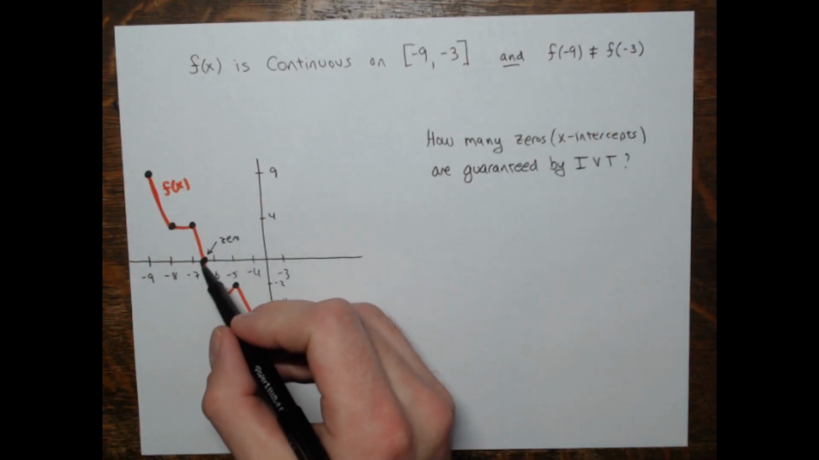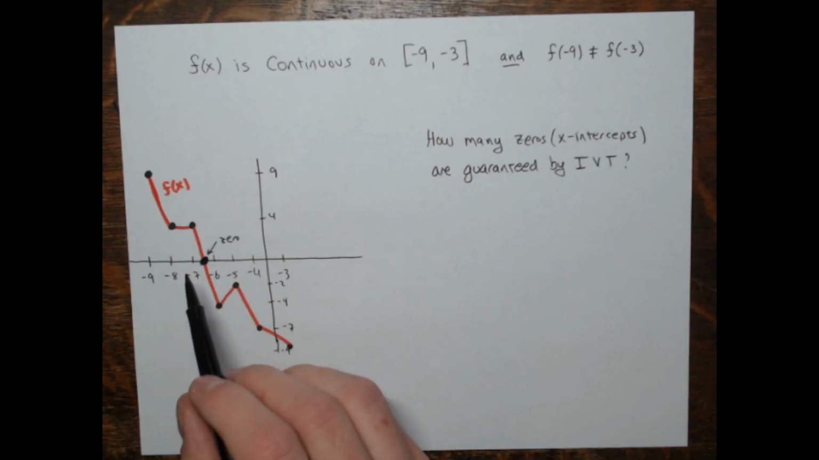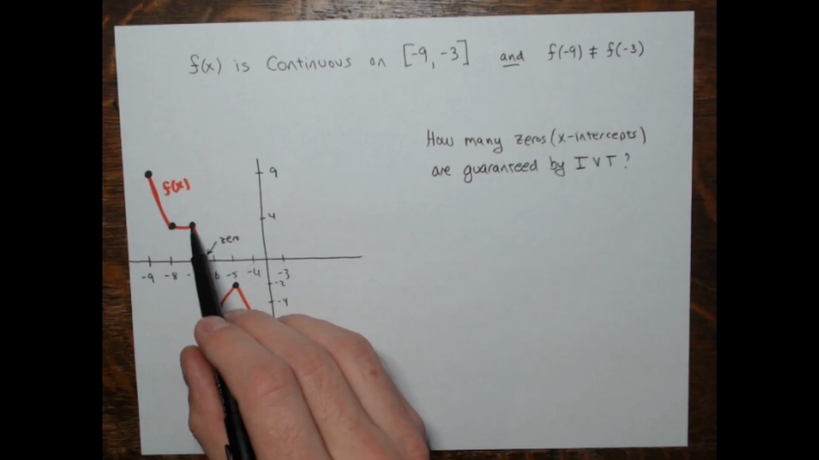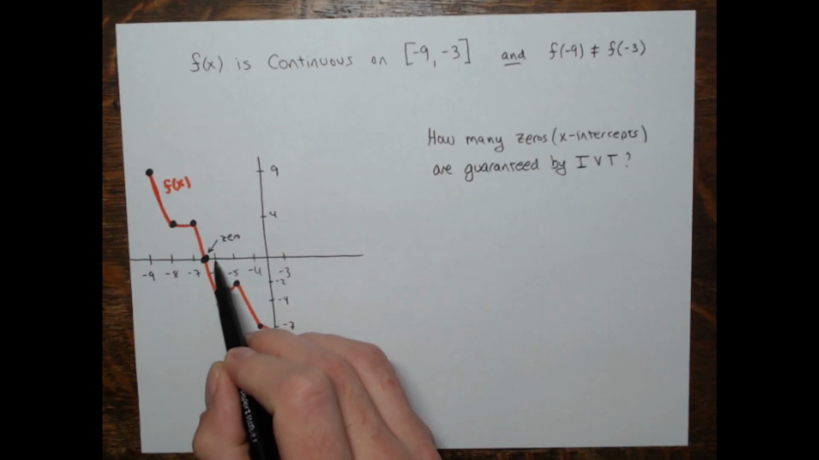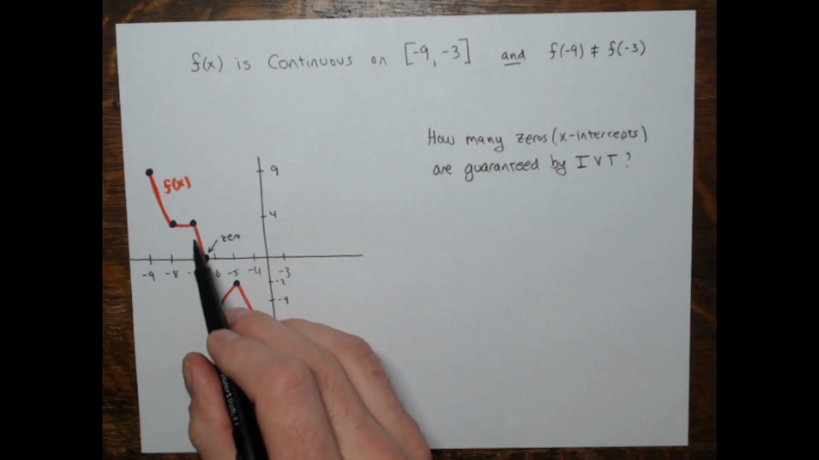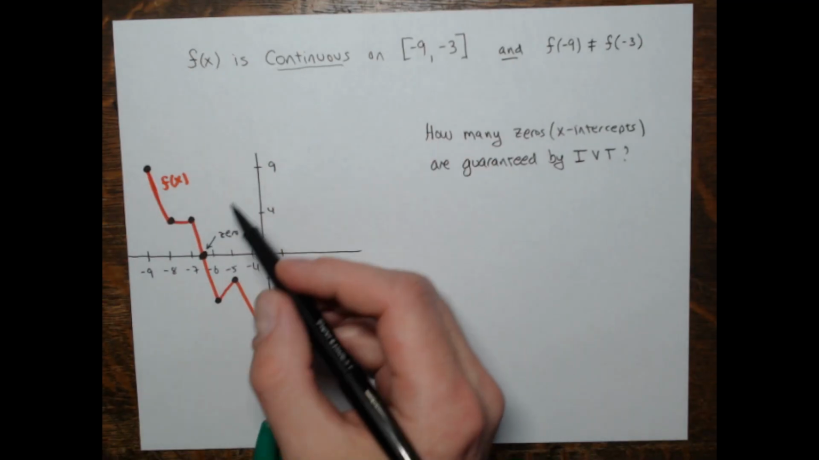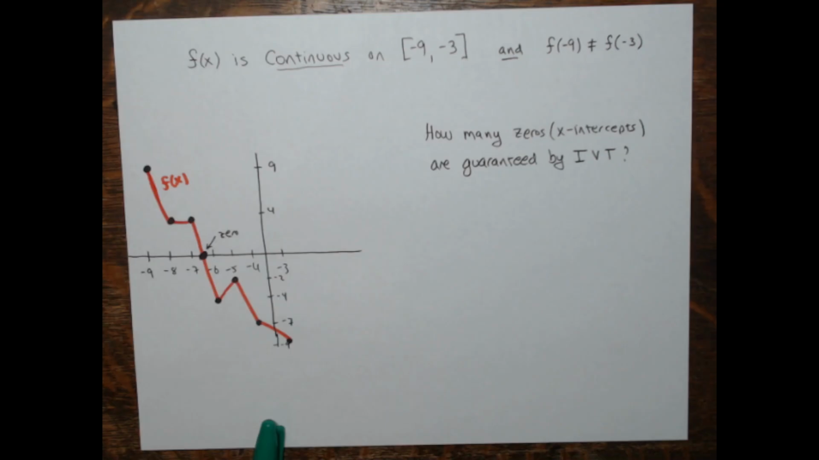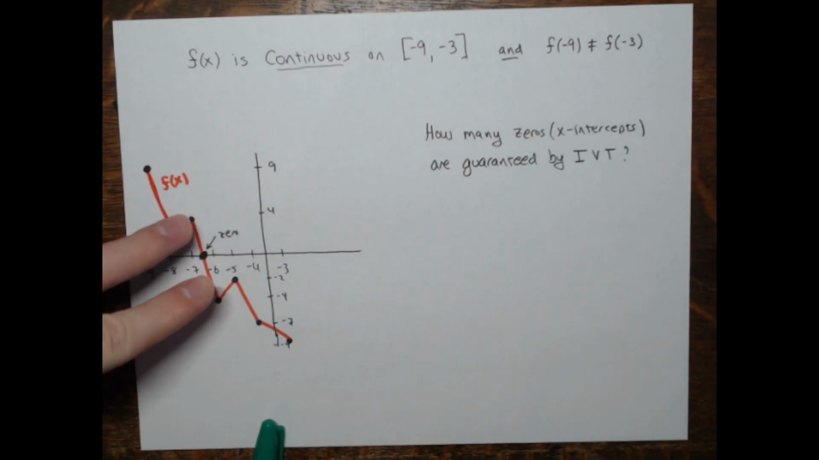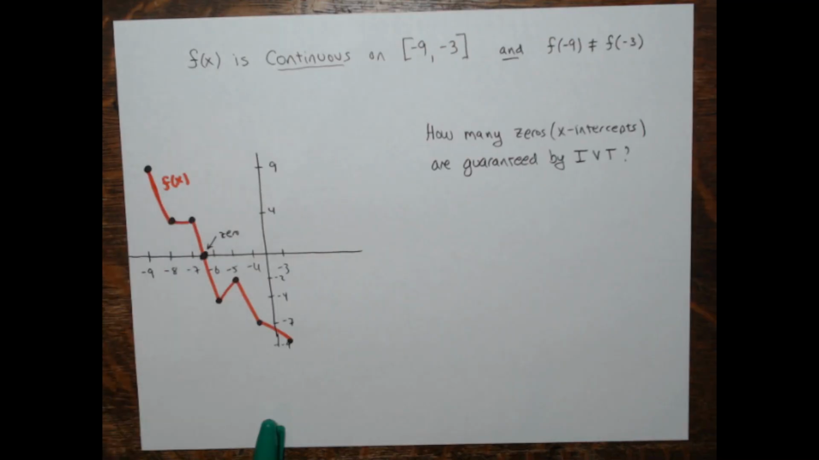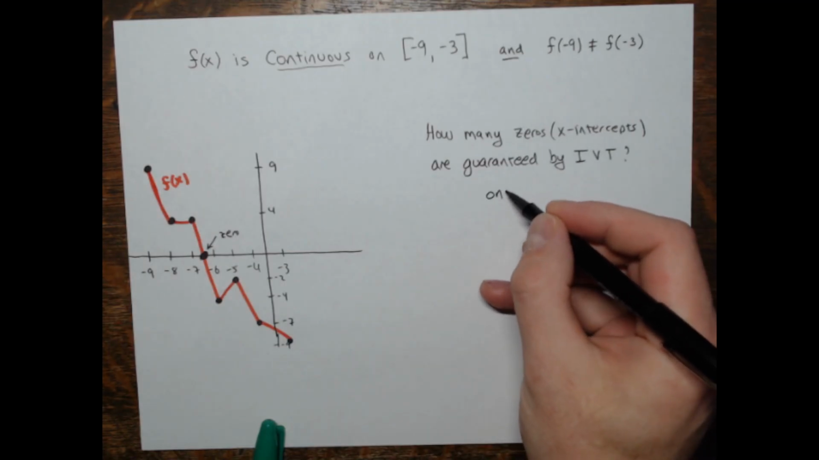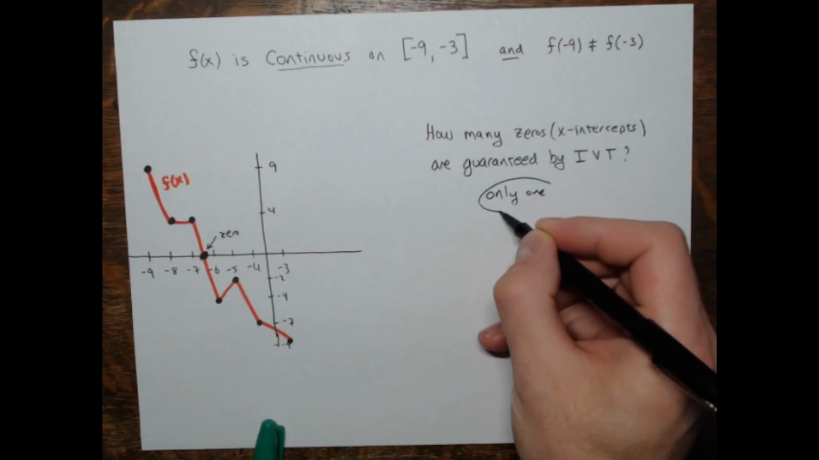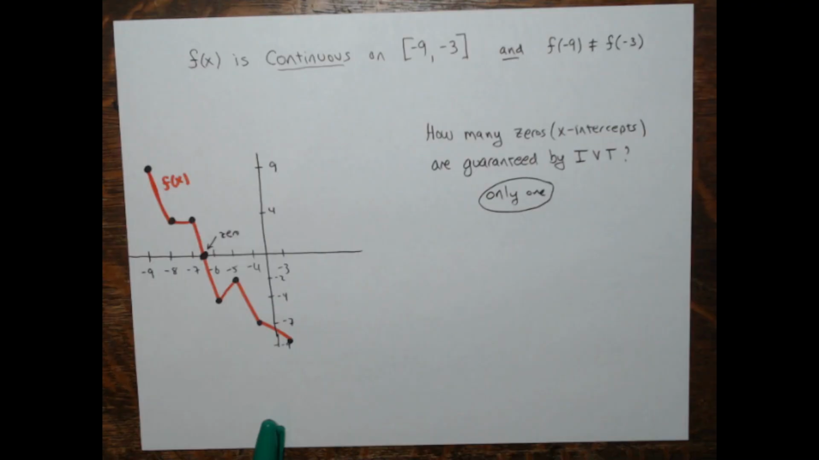All we can guarantee is that the value is positive to the left of -7, positive at -7, and the value is negative at -6. And then because it's continuous, we're told it's continuous, there has to be a place in between where the graph crosses the x-axis. Has to be. And that's the only time you get this positive on one side, negative on the other. So only one is guaranteed. There may be more. There may have been more x-intercepts.